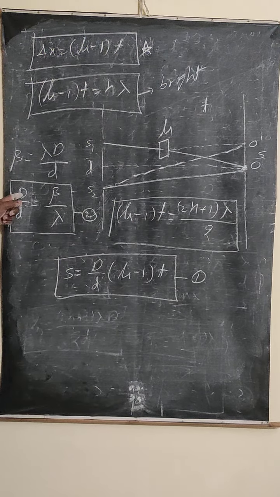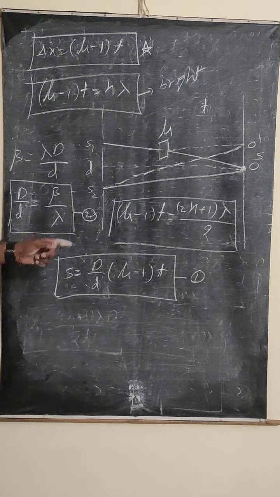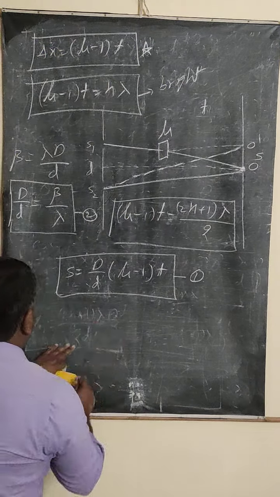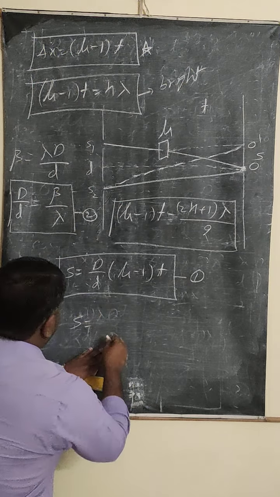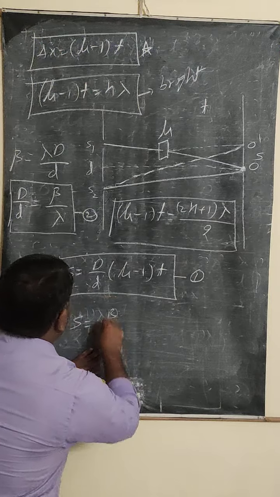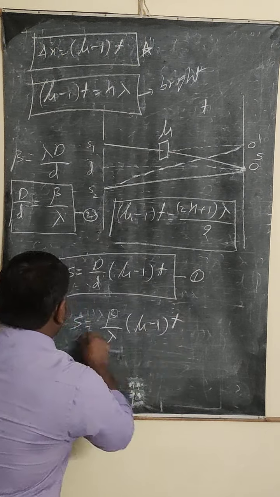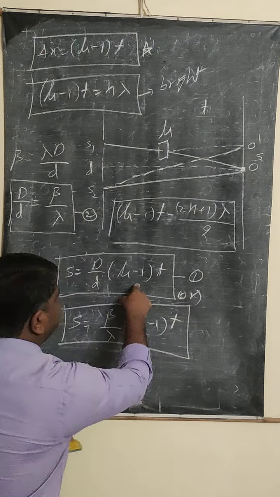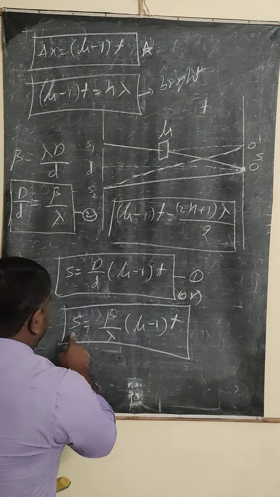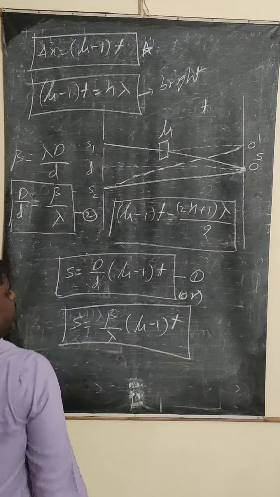That means in place of capital D by small d, directly you can write beta by lambda. Then what happens to the formula? The fringe shift S is equal to, in place of capital D by small d, beta by lambda into (mu minus 1) into t. This is another formula. You can use either this formula or that formula: S is equal to beta by lambda into (mu minus 1) into t.